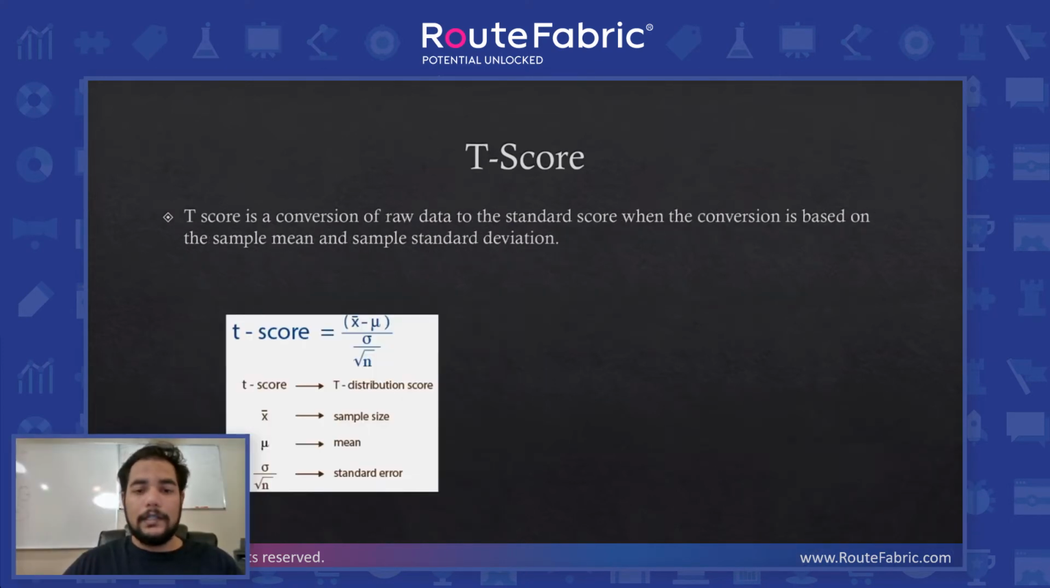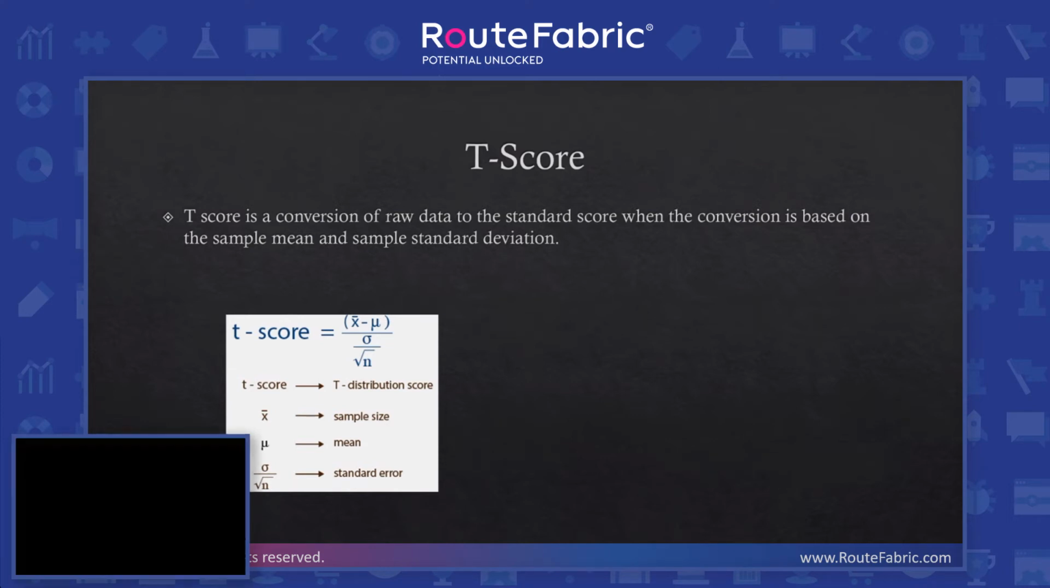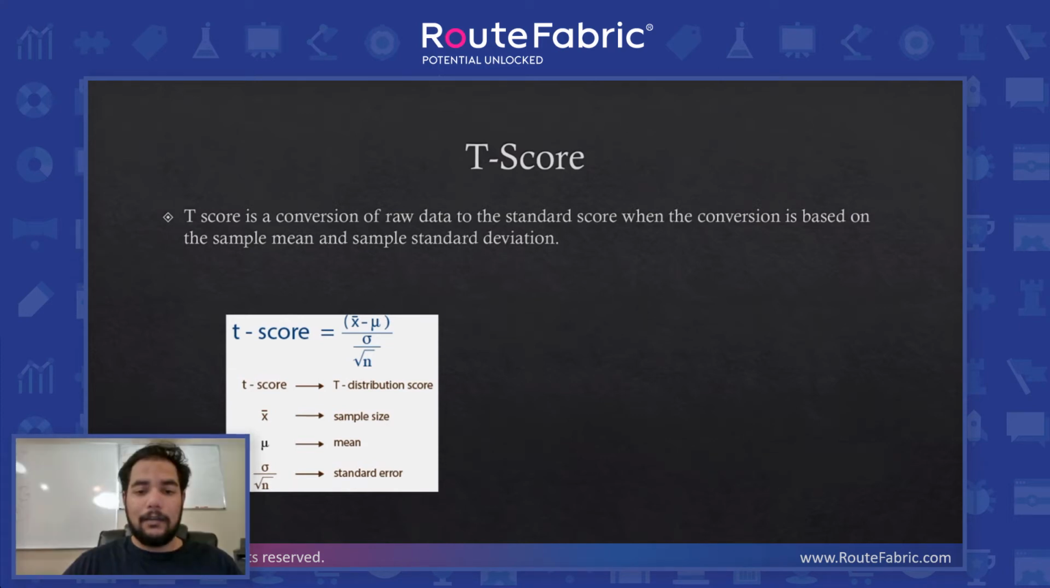Similar to z-score, t-score finds the distance from the data point to the mean, but we use the sample mean and the sample standard deviation, and the formula changes a bit. The formula for t-score is that we take the data point subtracted from the sample mean and divided by the sample standard deviation divided by the square root of the number of entries in the dataset.